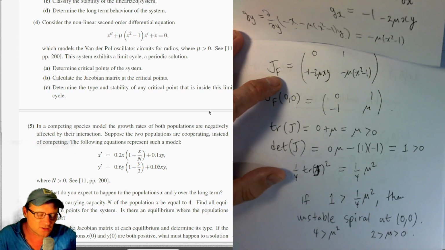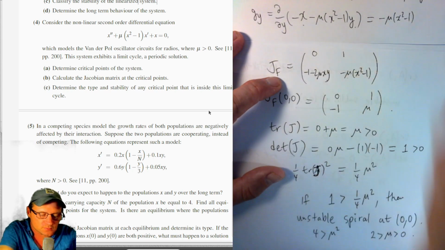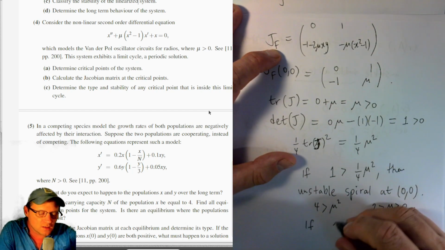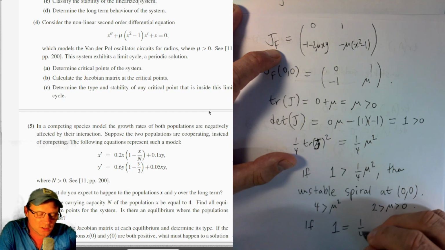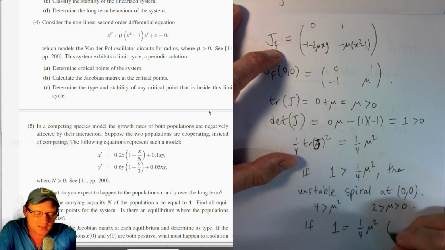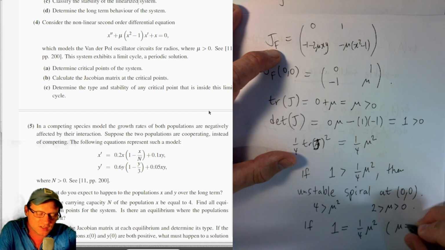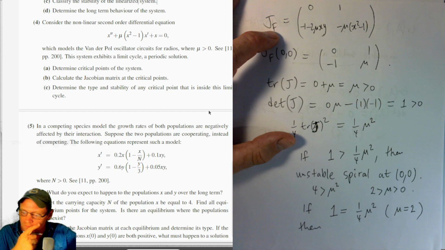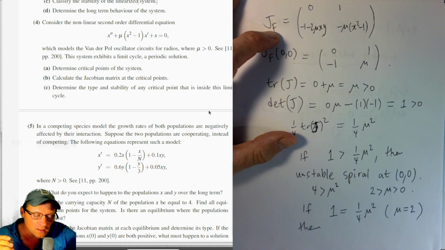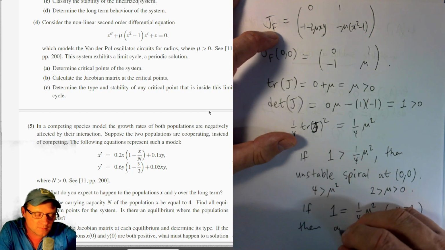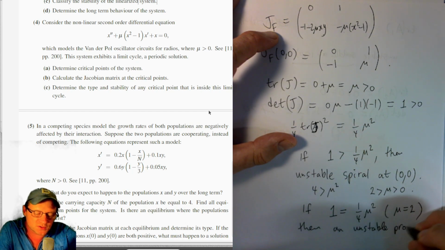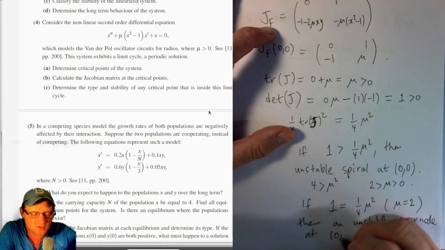Okay, and so let's look at another case. So if, on the other hand, 1 is equal to 1/4 mu squared, and so what this case is mu exactly equal to 2, then we have an unstable proper node at the critical point 0, 0.